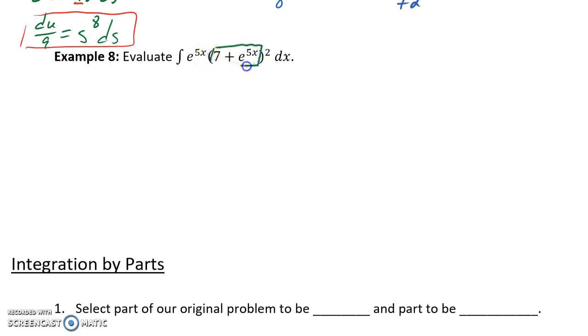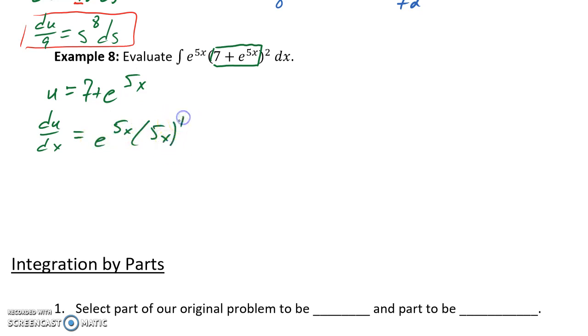Here we'll want to substitute u equals 7 plus e to the 5x. Taking the derivative of both sides will give us e to the 5x times the derivative of that interior function, so times the derivative of 5x, or 5e to the 5x, which means that du will equal 5e to the 5x dx.